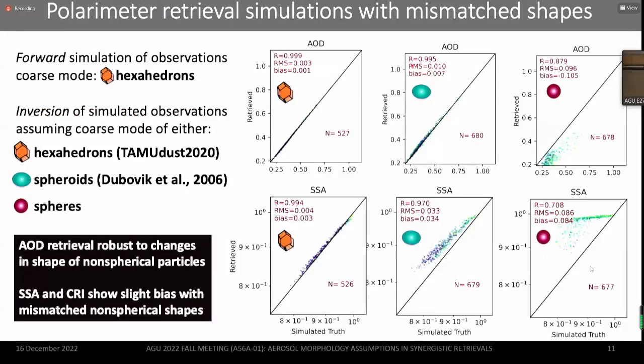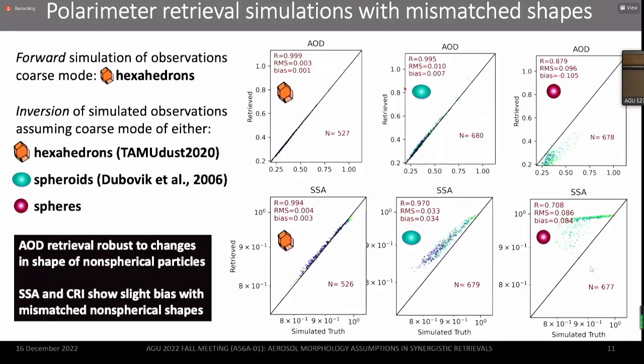So we did some retrieval simulations using just the polarimeter. These were done by Grima Regmi. She talked more about them in her talk on Wednesday. But what we find is, in these simulations, if we forward calculate with hexahedrons instead of spheroids, we get similar results when we retrieve with spheres. It degrades the retrieval significantly. Here, we're actually looking at a bimodal distribution, not a monomodal. So there's a coarse mode in here.